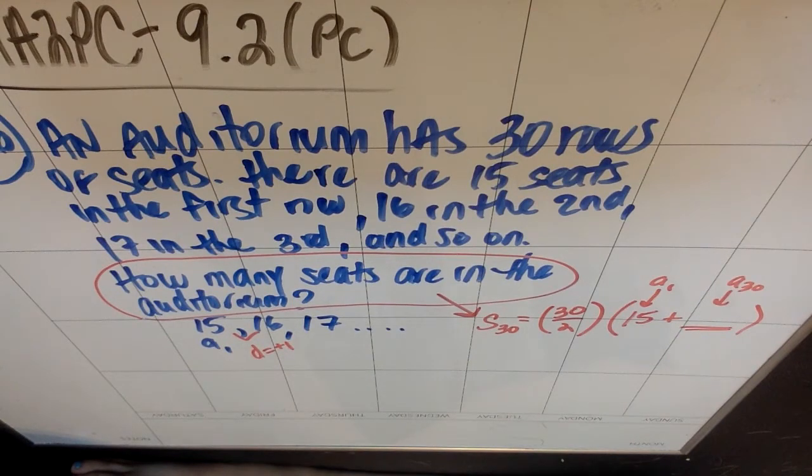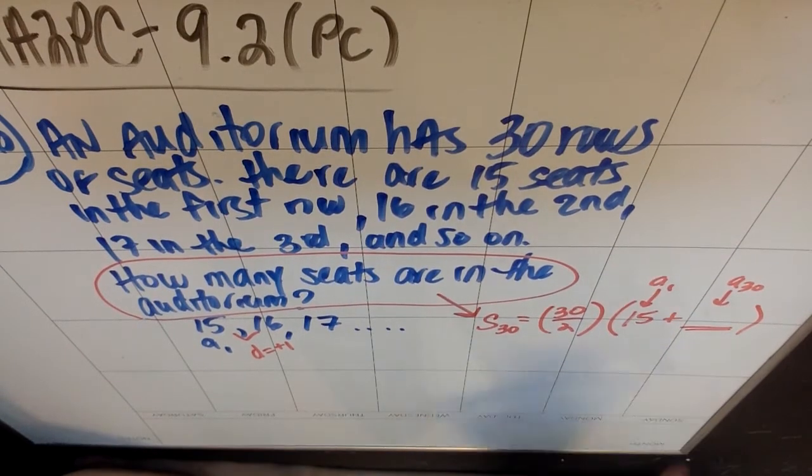Now, it might be a lot of seats. I'm just going to throw that out there. It might be a whole lot of seats. But I'm going to find that a sub 30 first, and then I'm going to plug the value back in.